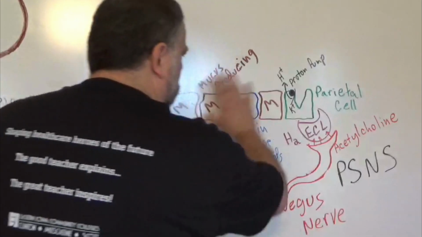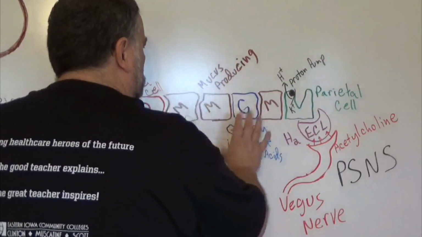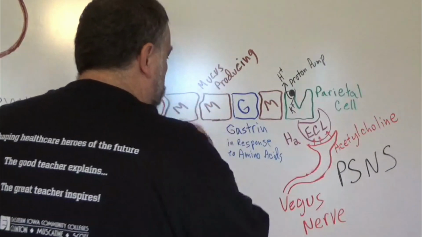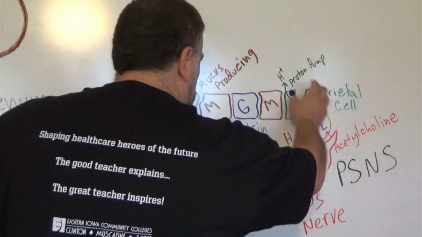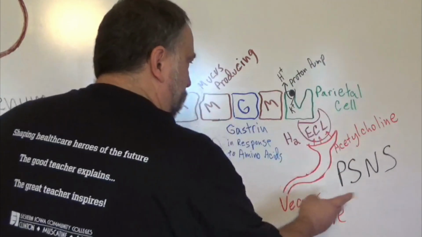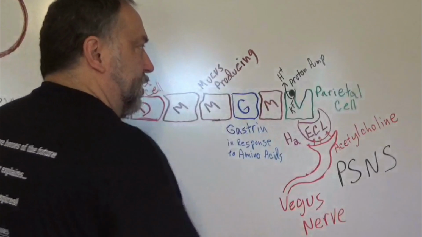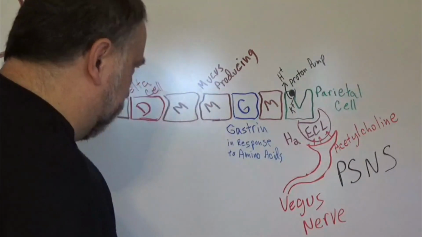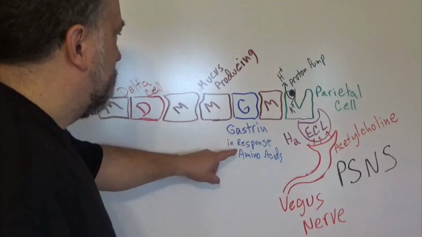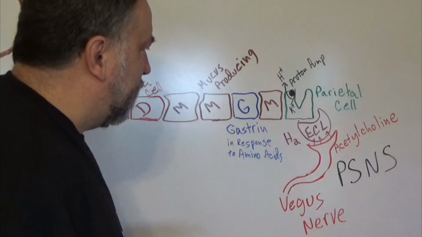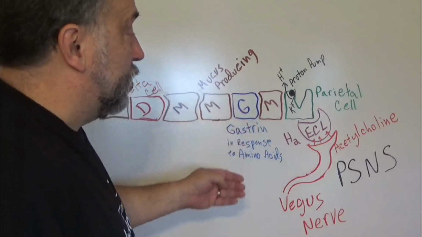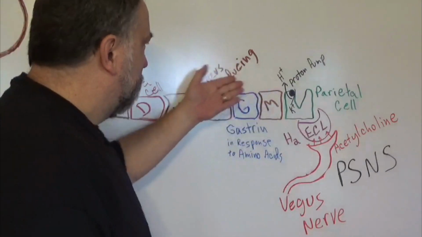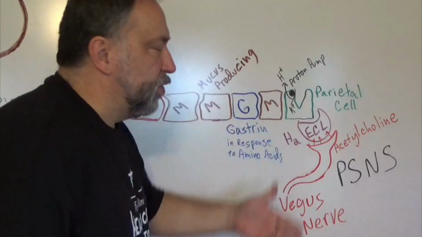In response to the food or the higher pH, it ends up stimulating your vagus nerve, your parasympathetic nervous system, which is rest and digest, and that stimulates your parietal cell. So that is one way the stomach is stimulated to produce acid.